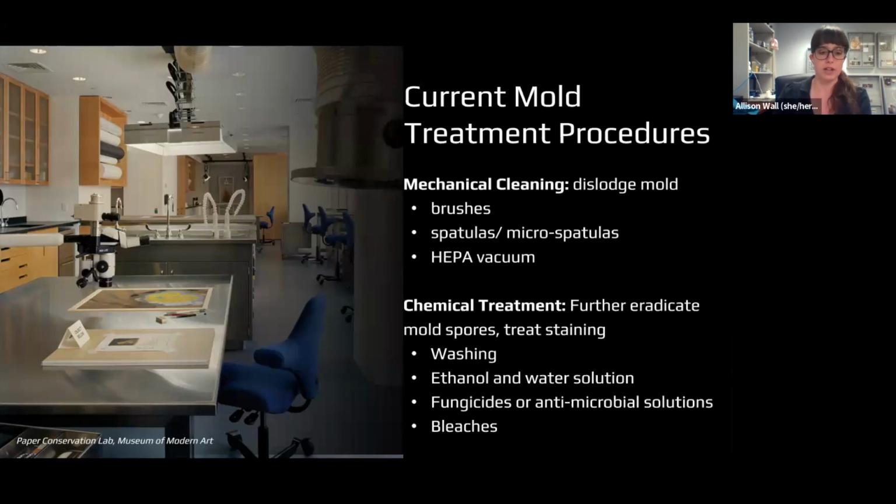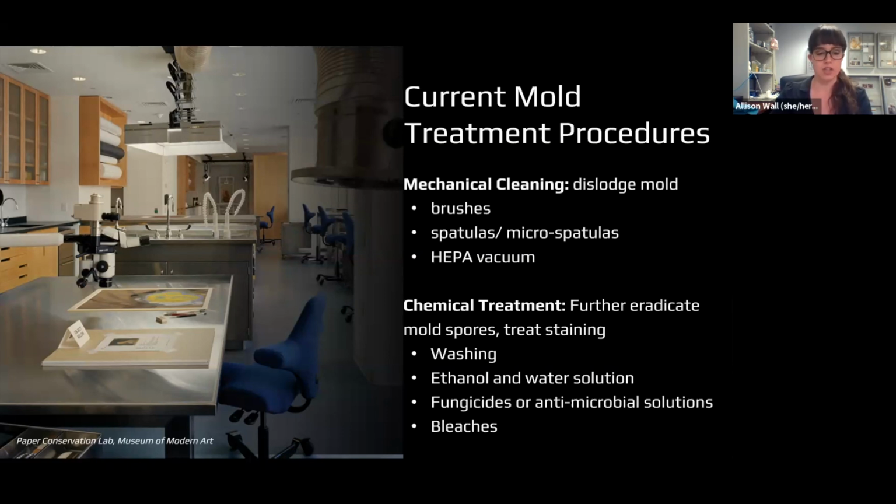Current mold treatment practices typically take a broad spectrum approach, and you'll hear us use that term throughout this presentation. What we mean by this is that treatments aren't strain or species specific. Conservators will of course assess the object and select the best possible course of treatment, but available treatments treat mold in general without taking into account specific strains of mold. Treatments for mold vary, but typically feature a mechanical cleaning process followed by a chemical one.